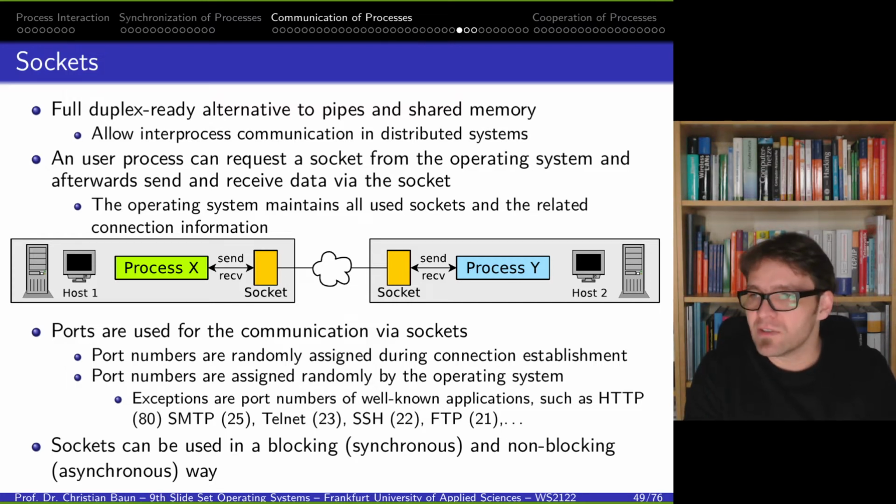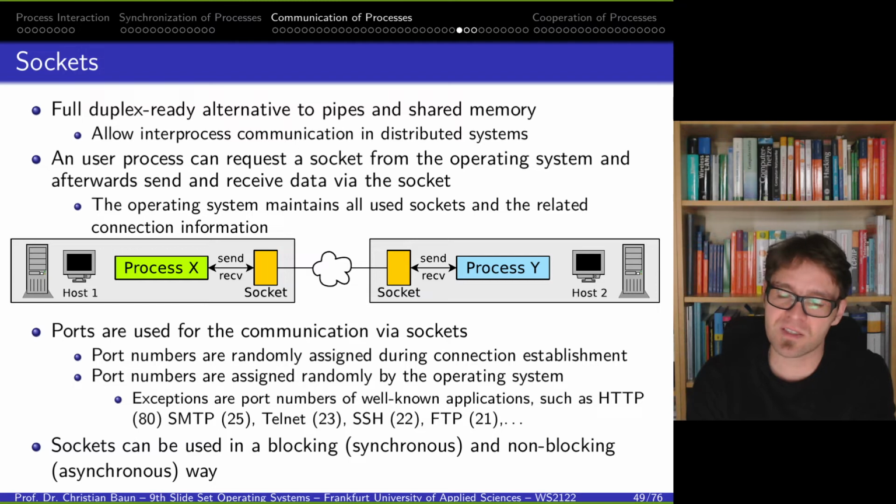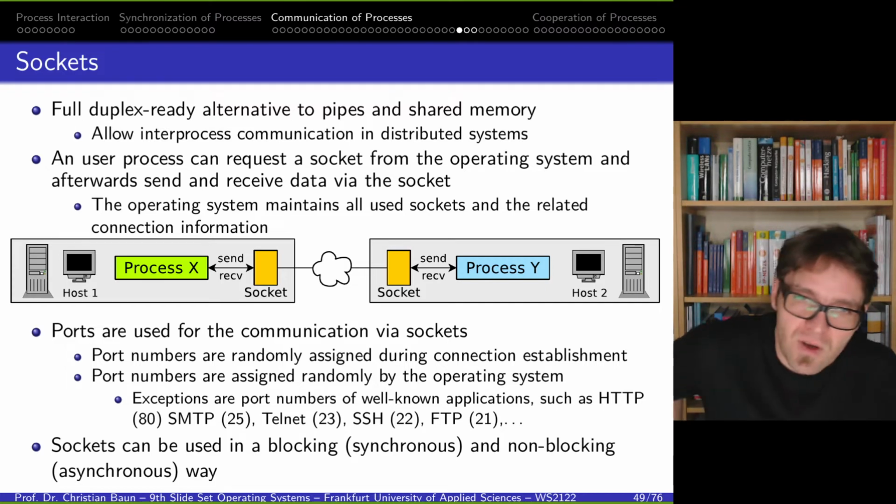The way of interaction, I think, is pretty well known by most of you. I'm quite sure many of you have developed some stuff with sockets, and you probably also discussed this in the computer networks course not long ago. Processes can request sockets from the operating system and use them for the exchange of data, and the operating system will keep track of the sockets and the required socket information.